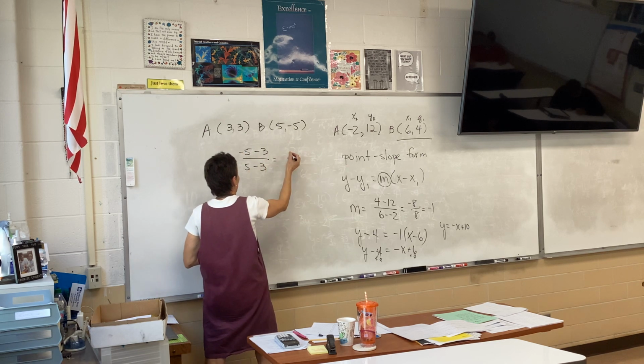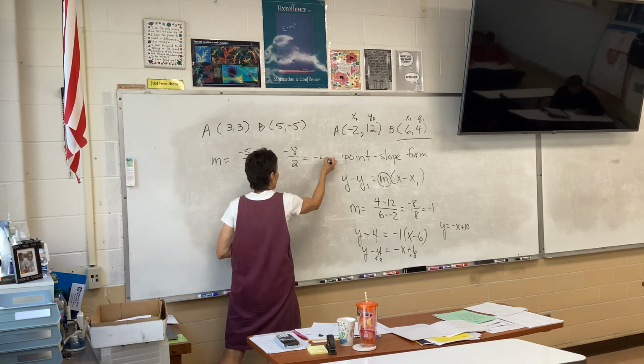Okay, so y minus y, x minus x. All right, here we go. I got what? -8 over 2, -4.